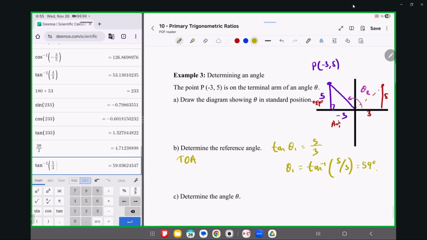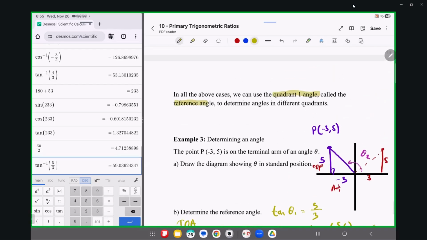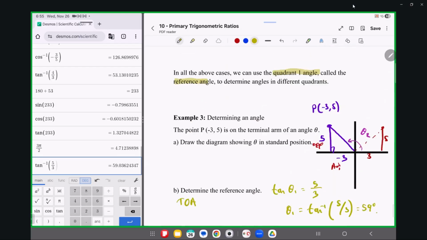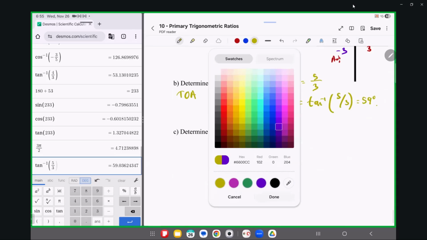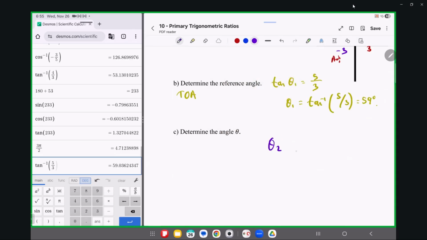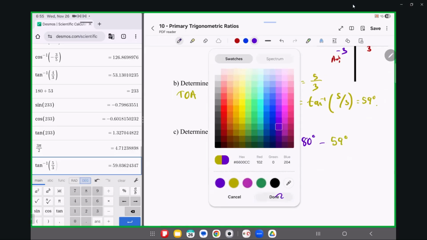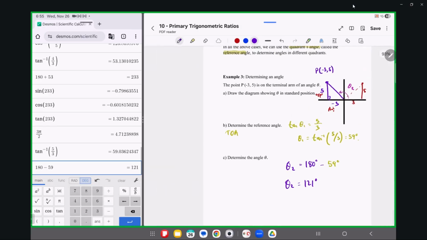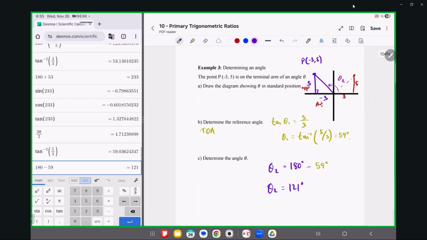But we know the answer has to be in quadrant 2, right? So to determine the angle theta, we can just take 180 minus theta 1. The angle in the second quadrant will be 180 degrees minus the reference angle. If I take 180 degrees minus 59, I get that the angle in the second quadrant should be 121 degrees. That is the angle formed by this triangle.